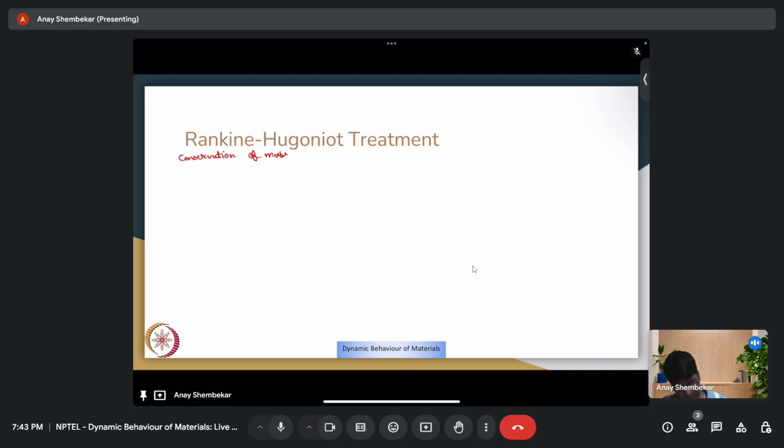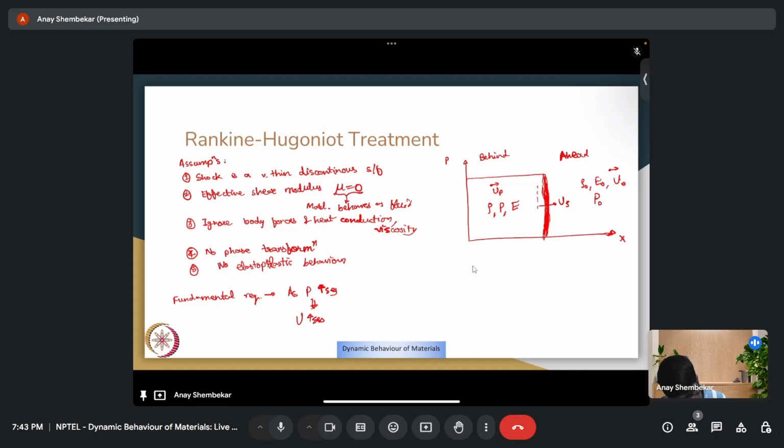We can do this by constructing, say, a small control volume right ahead and behind of the shock front, very thin, just ahead and just behind. Then you can see that there is some material flow entering this control volume with an apparent velocity of us minus u naught, and then there is also some material flow exiting the control volume with a relative velocity us minus up, right?